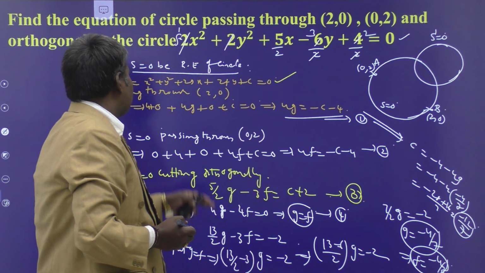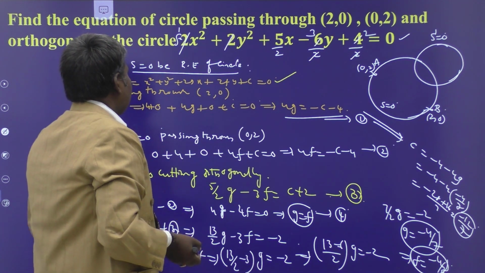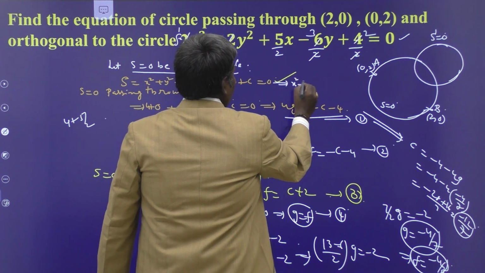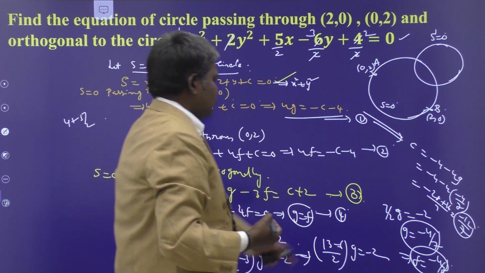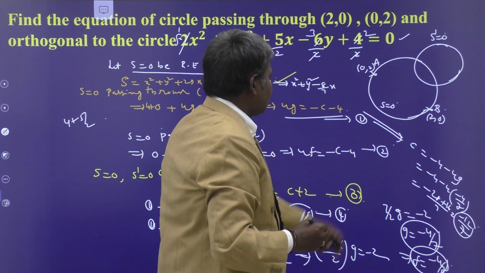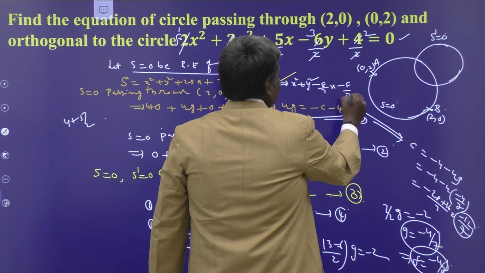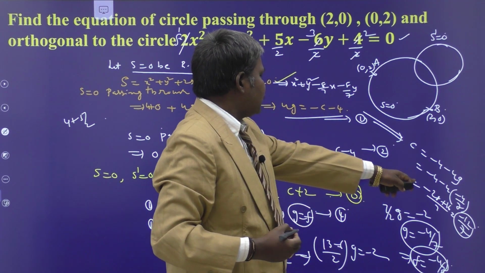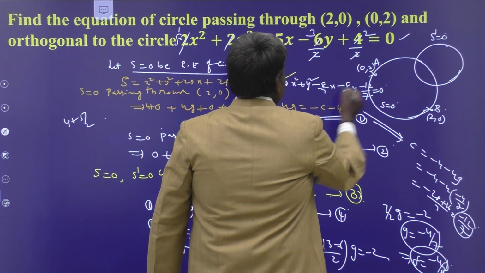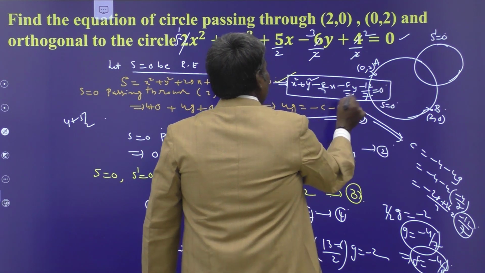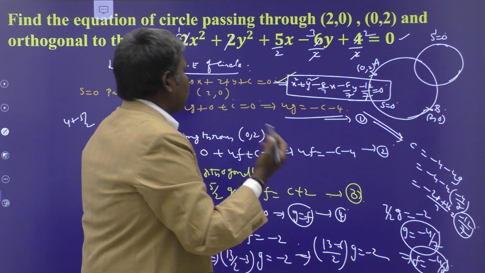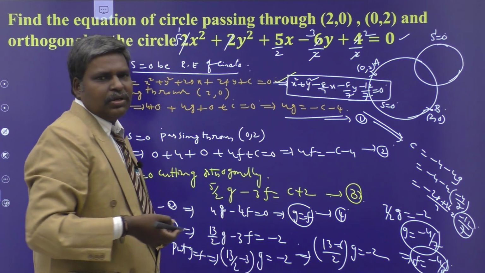Substitute f, g, c values in the standard equation itself. We obtain the required equation of the circle. What is the required equation now? x square plus y square plus 2gx, that is minus 8 by 7 x, plus 2fy, that is also minus 8 by 7 y, plus constant. What is your constant? Minus 12 by 7 is equal to 0. This is the required equation. If you want to cross multiply by 7, we obtain 7 times of x square plus y square minus 8x minus 8y minus 12 equal to 0.